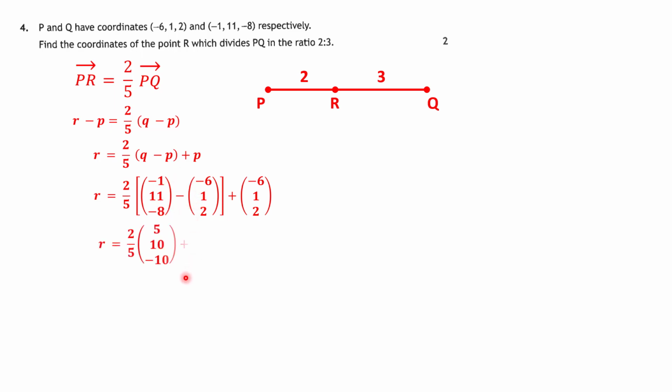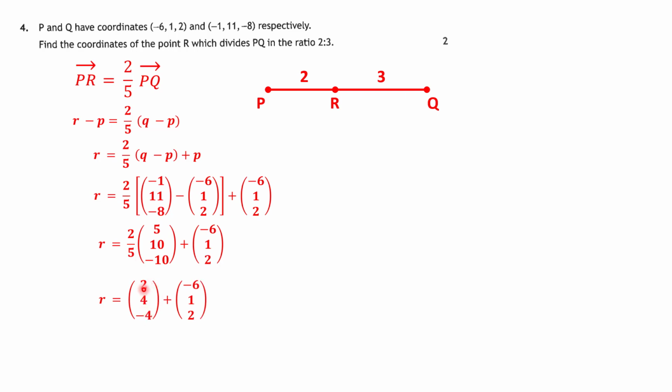So what do we get? We get 5, 10, minus 10. Why is that? Because -1 minus minus becomes plus, so it's 6 minus 1 is 5, 11 take away 1 is 10, and -8 take away 2 is -10. The next step is to multiply this by 2/5. 2/5 of 5, 2/5 of 10, and 2/5 of -10 gives you 2, 4, and -4.